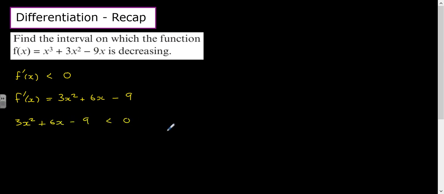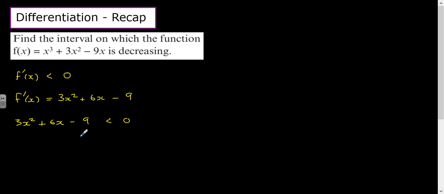So if we're looking at the gradient being less than 0, we need to say, okay, f dash x has to be less than 0. So our first job is to find out what f dash x actually is. So we differentiate the function x cubed plus 3x squared minus 9x, and we get 3x squared plus 6x minus 9. We know that we need to do this gradient function less than 0, so we're solving an inequality, 3x squared plus 6x minus 9 less than 0.